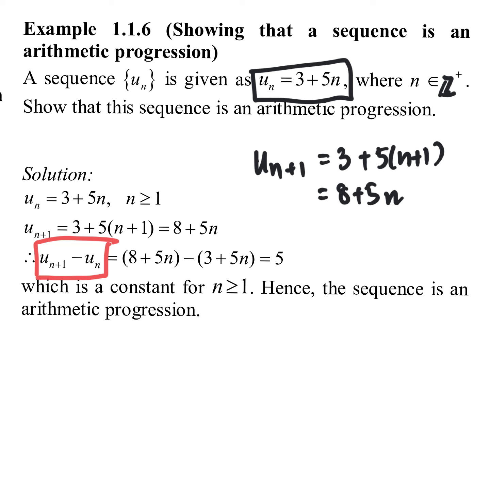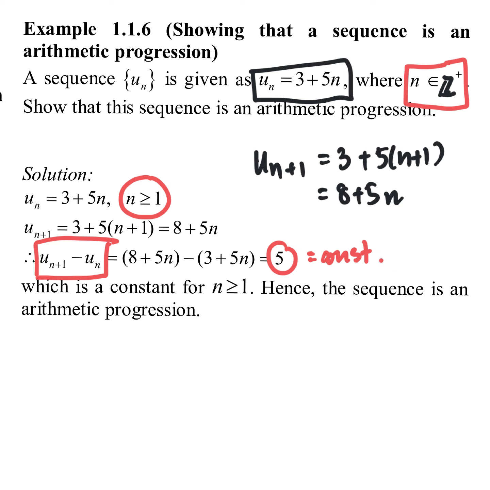Now when we are applying this formula, we have to take note, just now I forgot to mention, n is greater than or equal to 1. Okay, because u_0 doesn't make sense. And it is also given to us that n is a positive integer. Okay, so back to here, we take the difference between u_(n+1) and u_n, show the subtraction, and it is equal to a constant.